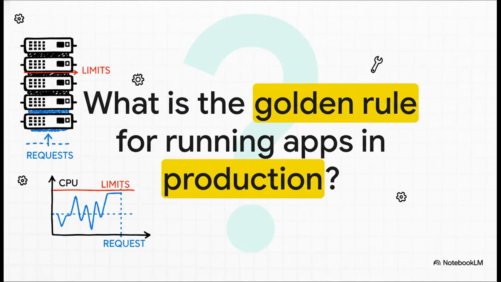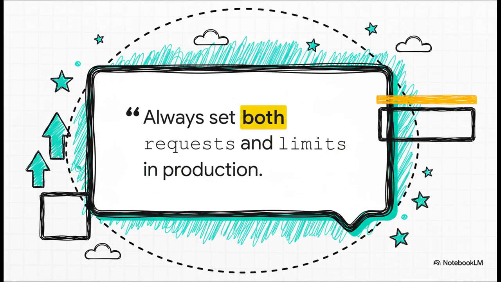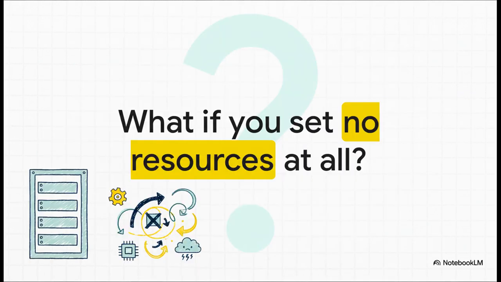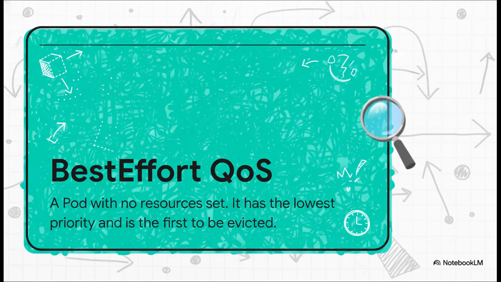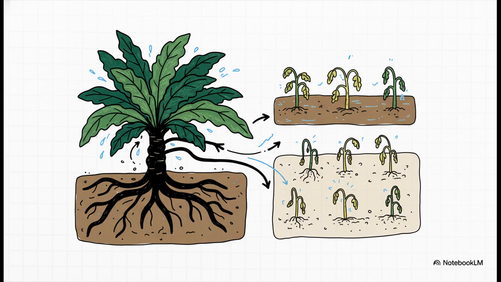With stakes like that, what's the golden rule for running apps in production? It's simple. Always set both requests and limits for your containers. Because what happens if you just don't set any resources at all? Your pod gets classified as best effort. That's the lowest priority and the first to be evicted. Setting these properly is how you stop one noisy neighbor app from starving all the others.